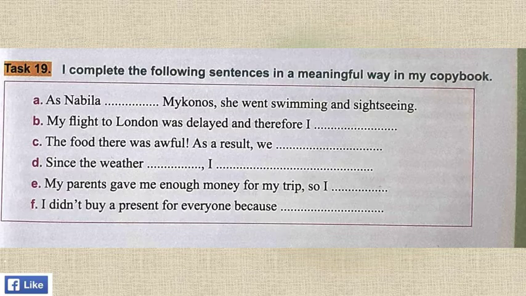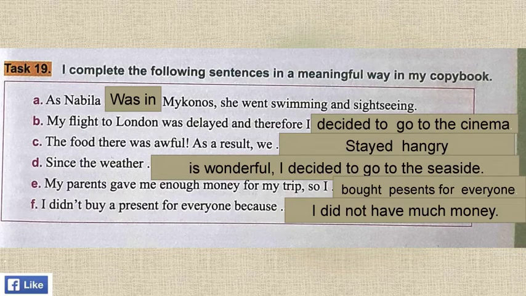As Nabila, we have a blank. Mykonos, we went swimming and sightseeing. B, my flight to London was delayed and therefore you have to complete. The food that was awful. As a result, since the weather, my parents gave me enough money for my trip, so I didn't buy a present for everyone because. So كل واحد يحاول يعني you have to imagine الجزء الثاني من كل جملة.